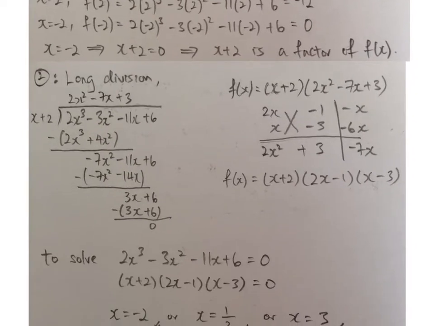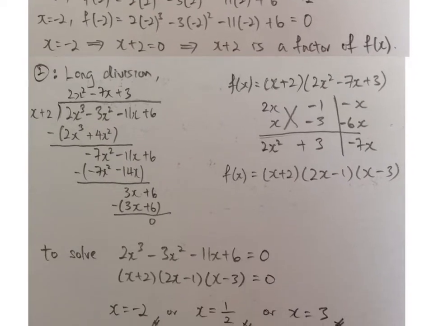Alright, so I do long division. Can you see that I take my f(x), divide by x plus 2. So this is my step for long division. Because it is a factor, you must always get 0. If you do not have 0, that means you have done your long division wrongly. So now I can rewrite f(x) as x plus 2, which is my factor, and the quotient over here.